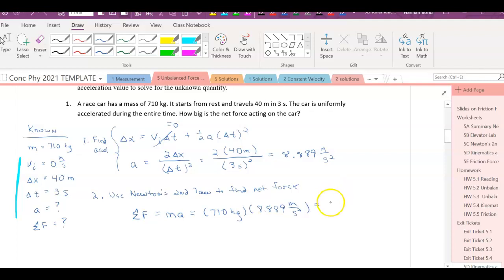And so when I multiply those together, the net force is 6,311.11 newtons. That is what the problem was looking for. Let's do another problem.